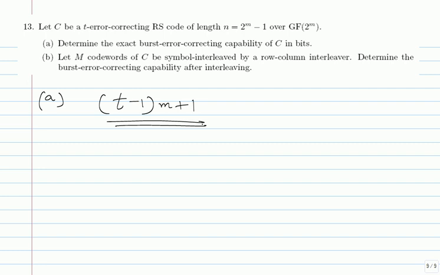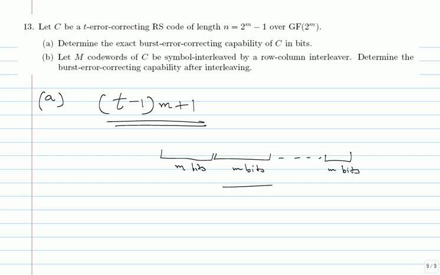The thing is, each of these is a symbol, which is m bits long. I want to have a burst of errors affecting t plus 1 symbols. What is the minimum burst length which will affect exactly t plus 1 symbols? Because if it affects t plus 1 symbols, then I cannot correct it. That will be (t minus 1) times m plus 2.